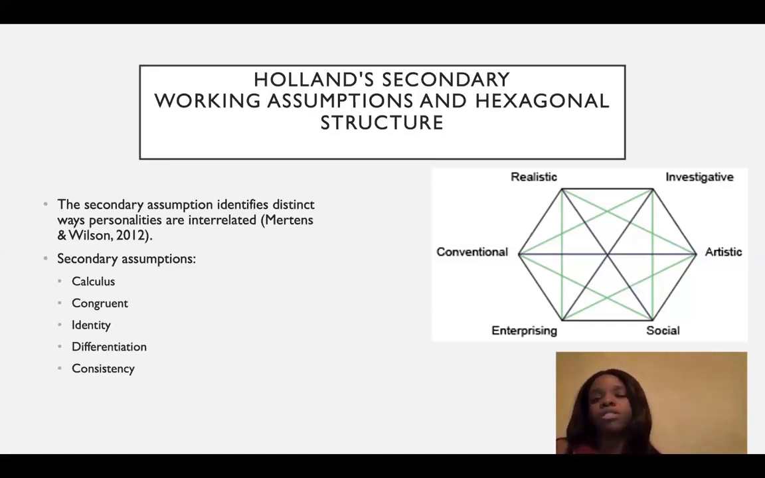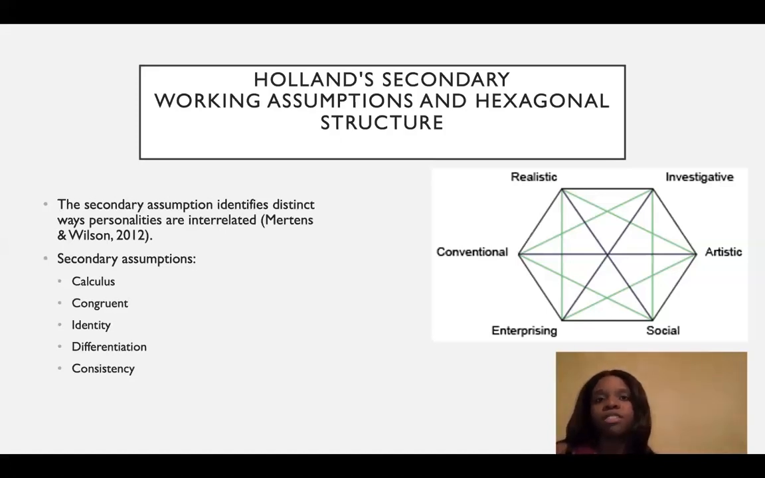Holland's concept of congruence relates to a person's personality and their work environment in relation to those six categories. When a person's personality is congruent with their work environment, typically they'll have more job satisfaction and will stay at their job longer. The identity assumption relates to one's ability to identify their likes, their dislikes, what interests them, and what doesn't interest them. Using the identity assumption, an individual will be able to identify what personality matches their work environment, which will provide stability for them.